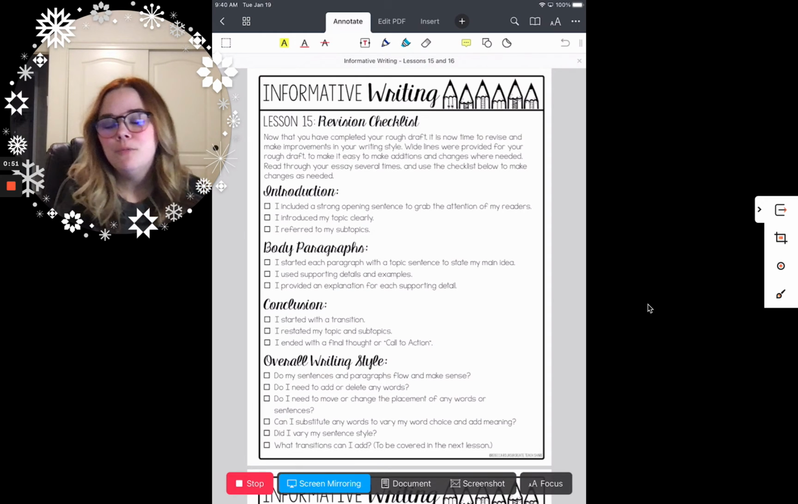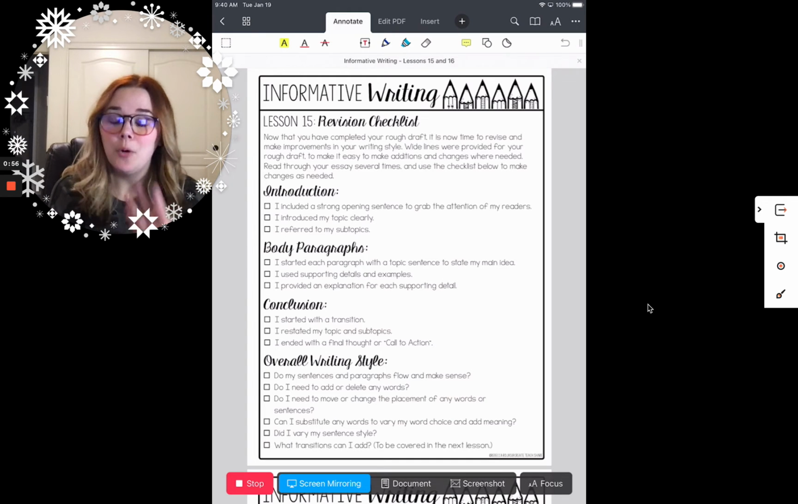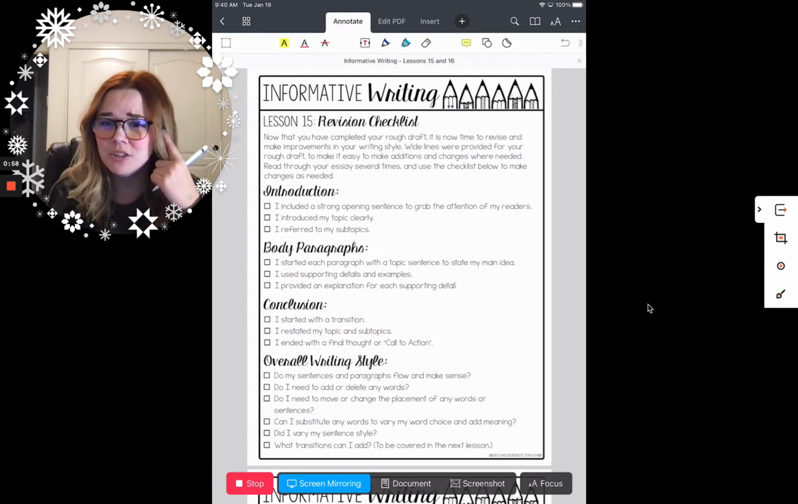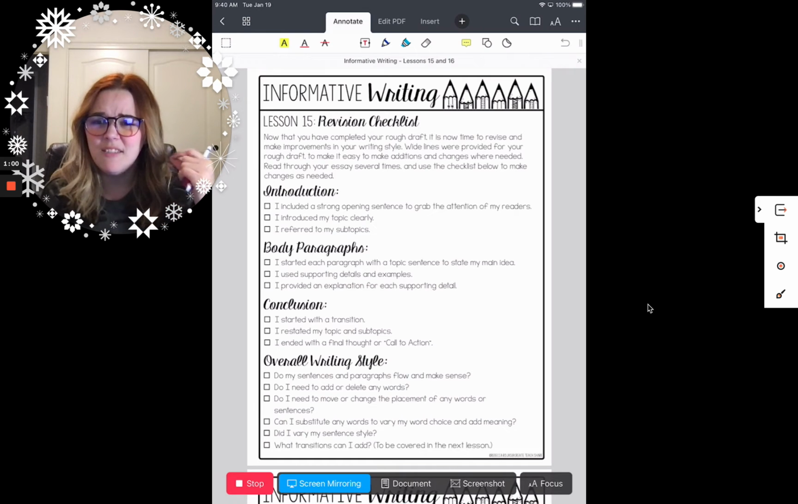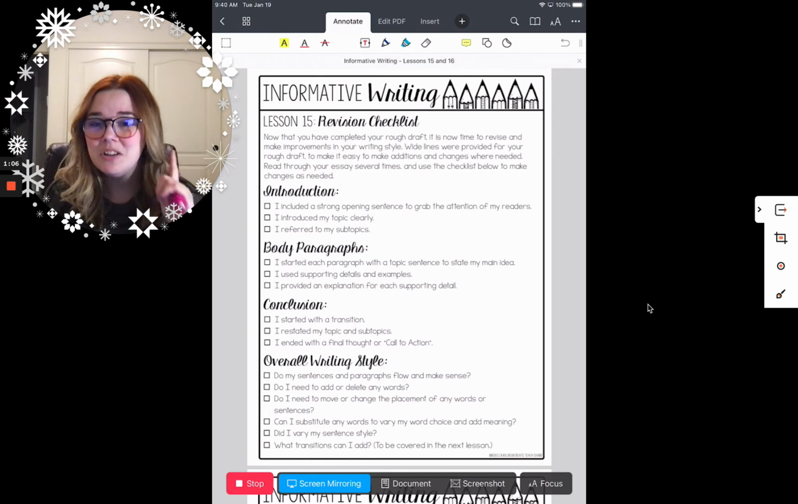What you will need to do is read through your essay a couple of times, read it out loud too. Don't just read it in your head. Sometimes our brains can kind of fix some of the little mistakes that we make when we write, but when we read it out loud, we can hear if our words are making sense. And we'll use the checklist to make changes as you need to.